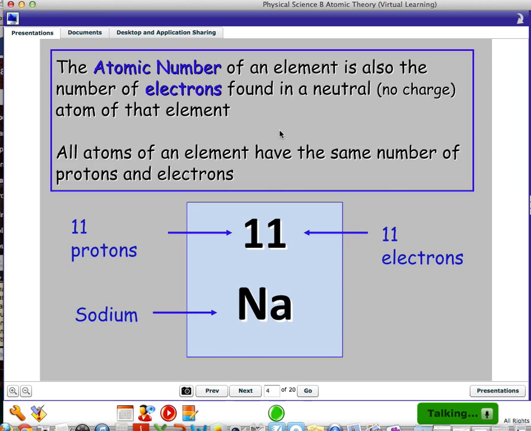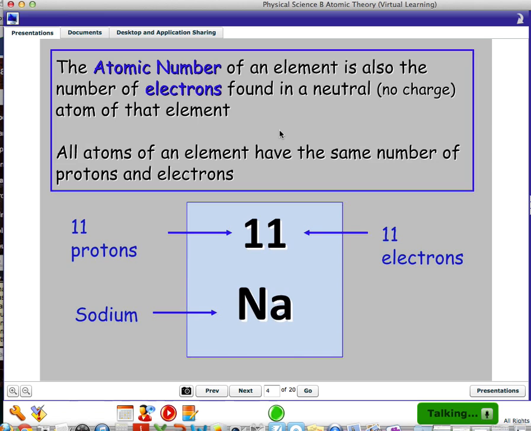If you change the number of protons in an element, it is no longer that element. It becomes a new one. Okay, so for instance, hydrogen has an atomic number of 1. If I change the number of protons to 2, I no longer have hydrogen. It now becomes helium. So again, the protons are the atomic number. The protons designate the element.